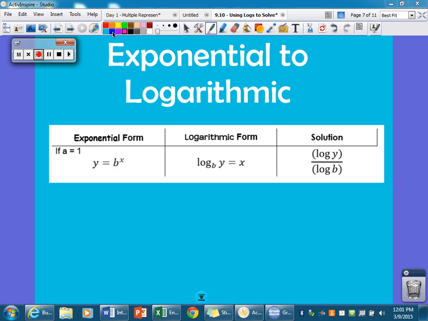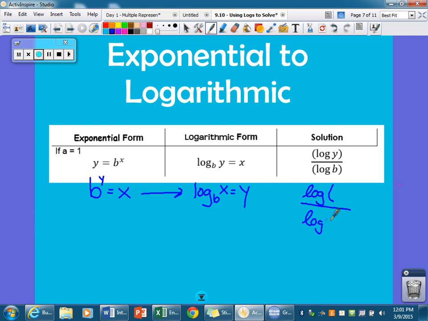I believe on some of our papers we've done where the x and y are opposite. So this would instead be b to the y equals x. And then if we did it over here, it would be log base b of x equals y. It's the same as long as you switch both of them. And then this would become log, still based on the denominator, but in the numerator now it would be x.